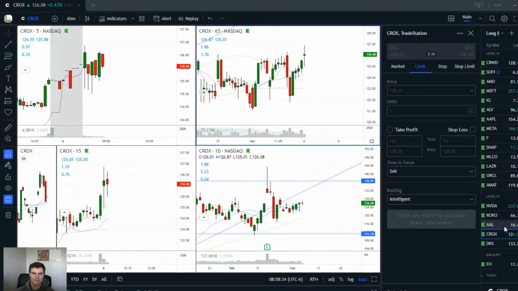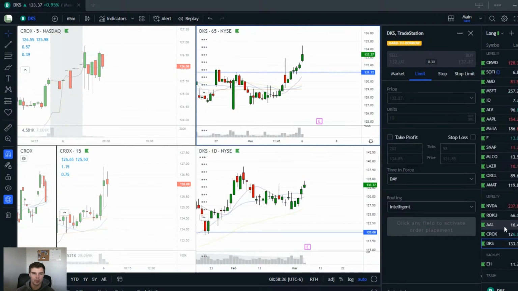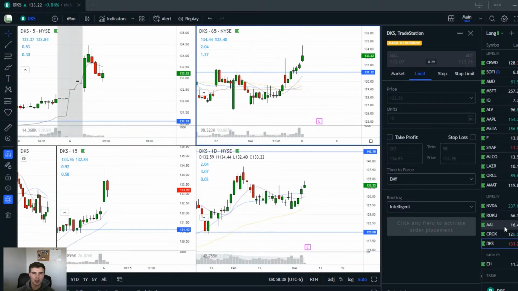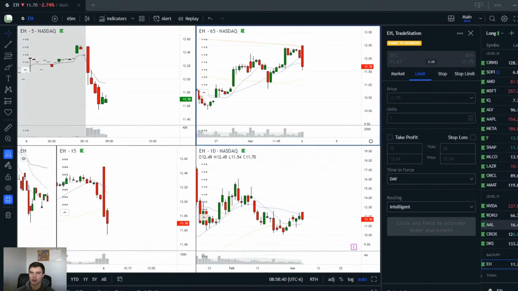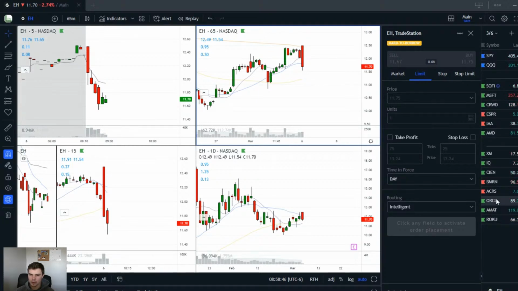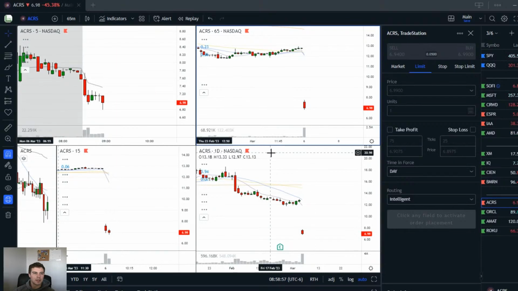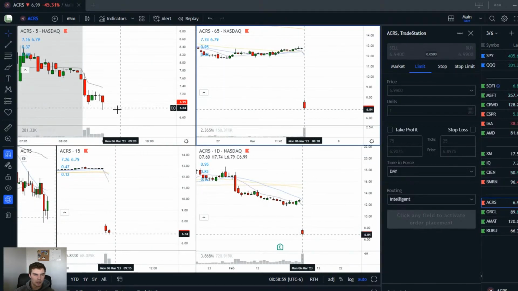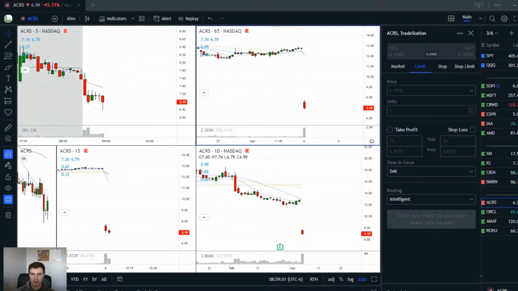Rocks. Yeah, that's pretty thin on volume. Then DKS is the same exact thing, real thin. So got a couple extra ideas here. Got this ACRS short idea. Keep an eye on it potentially.